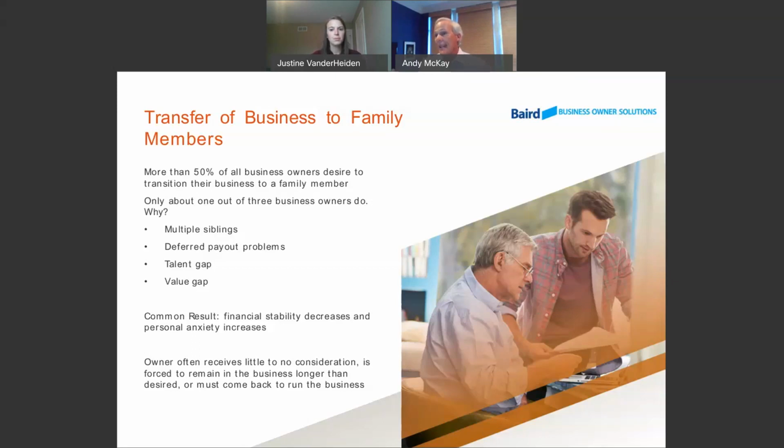There's often a talent gap. It is not always the case that the talent of the people that formed the business, and were motivated to do that, always exists in the next generation.